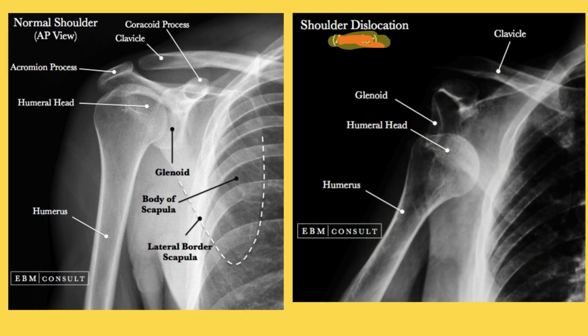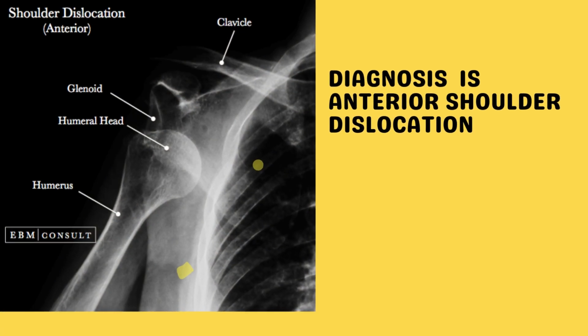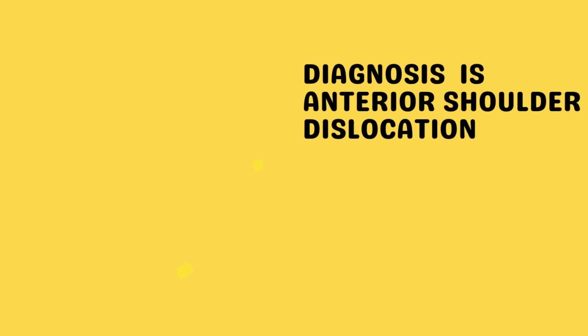So here are the two radiographs. One is showing the normal shoulder, and the other one is showing the shoulder dislocation in which the humeral head is out of the glenoid cavity. So basically the diagnosis of this case is anterior shoulder dislocation.